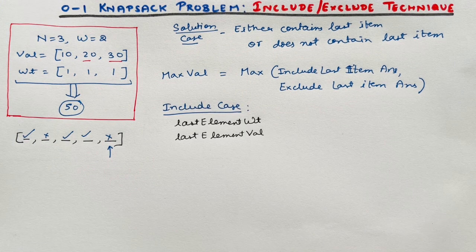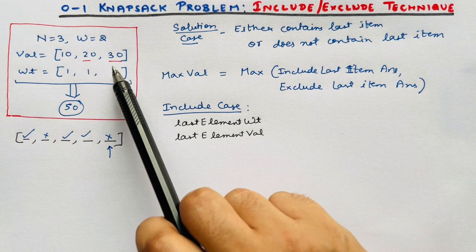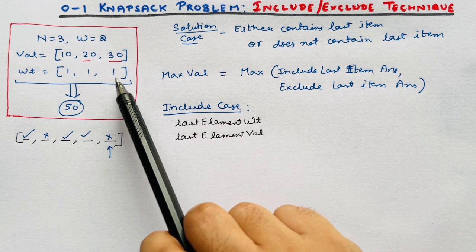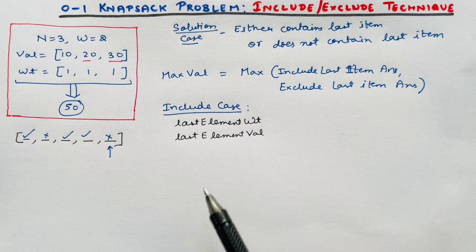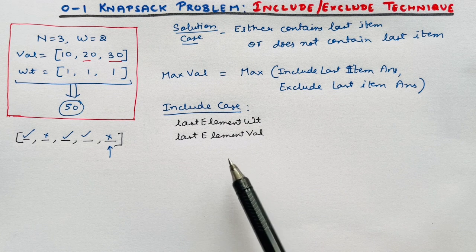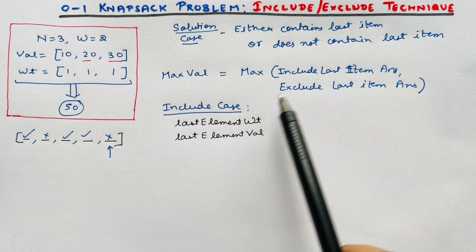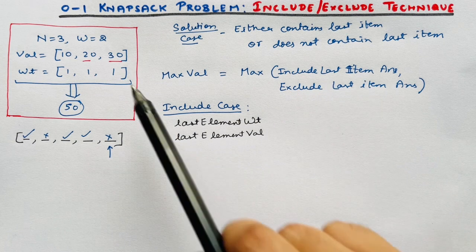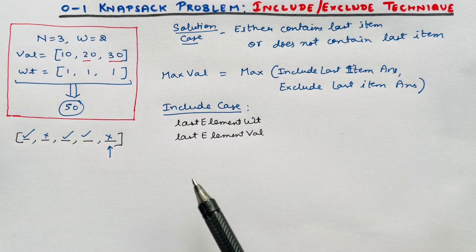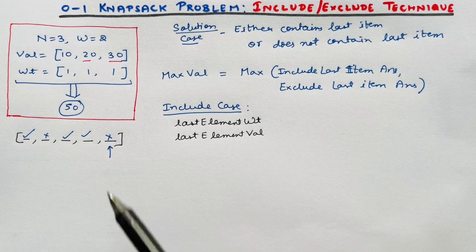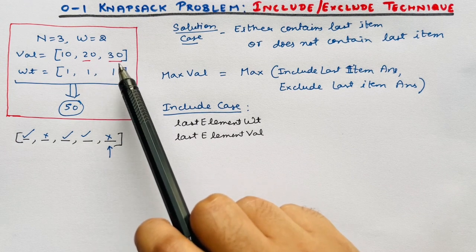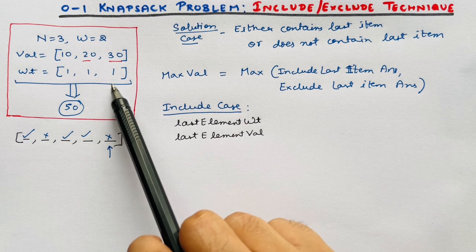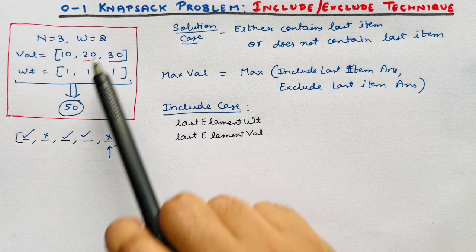Now let's understand the include case a bit more in depth. So let's say that we are including the last item. In this example, we are including the third item whose value is 30 and whose weight is 1. So we already know the last element's weight and the last element's value. Now our aim is to find the answer for this include case. If we are including the last item, what is the maximum value that we can form? In this example, if we have already included 30, that means we have already achieved the value 30, but we have also included the weight 1 and our capacity was just 2.